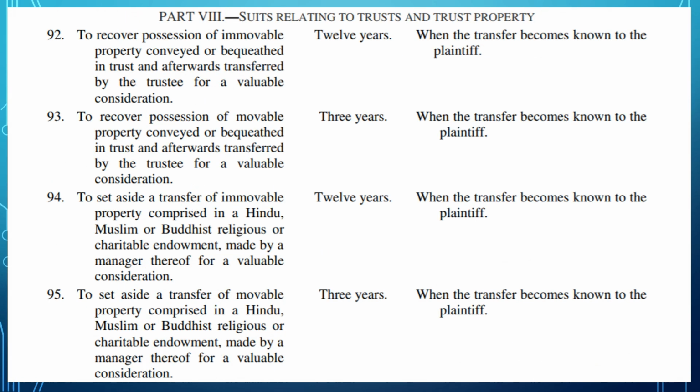And now it is part 8, suits relating to trust and trust related property. To recover immovable property which is conveyed or bequeathed in a trust and afterwards transferred by the trustee for a valuable consideration. Now the property is given to the trust and the trustee sells it to some third party for a valuable consideration. In that case, if you need to recover the property, then you need to file the case within 12 years when you come to know of the transfer. And in case of movable property, it is 3 years when you come to know of the transfer.